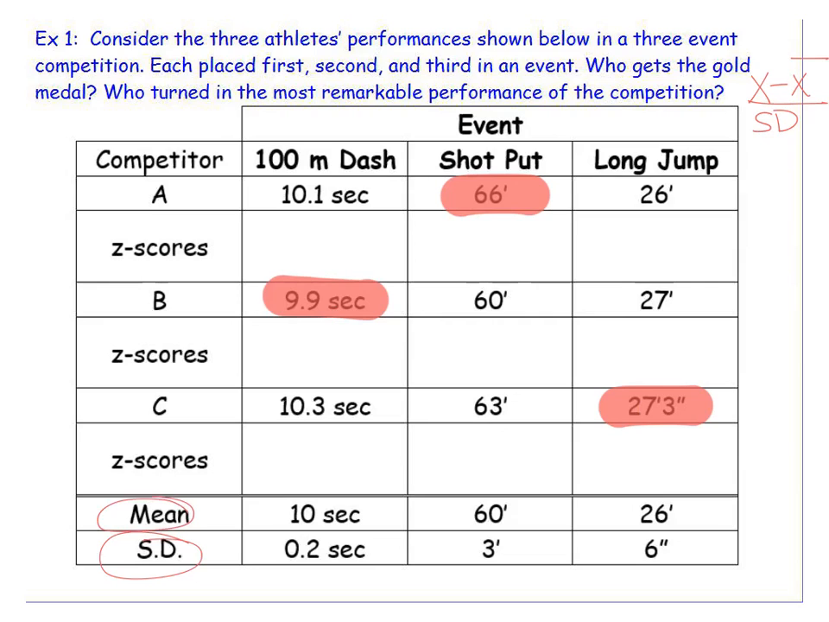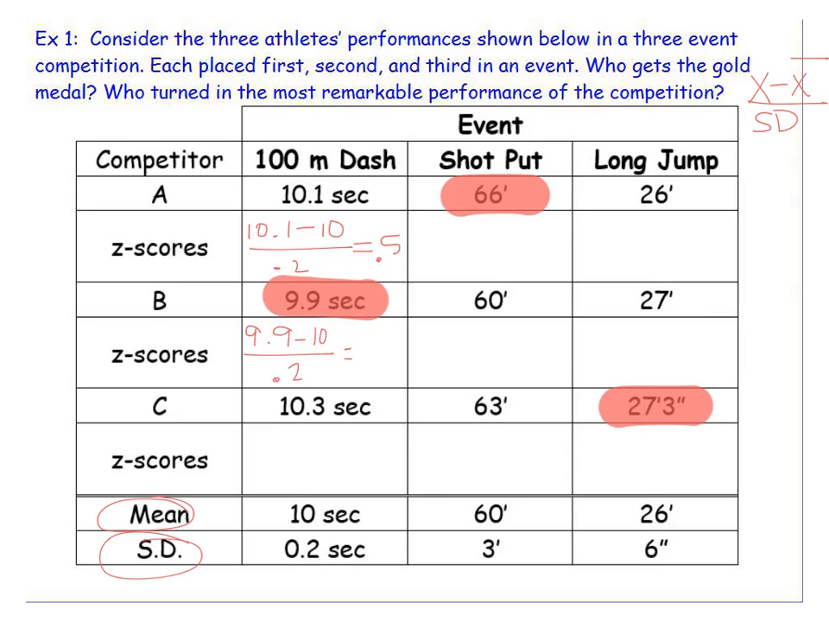So the first person, to convert this into a z-score, we're going to take 10.1, because that's the data value, minus the mean, which is 10, divided by the standard deviation of 0.2. And if you put that in the calculator, I end up with 0.5. We're going to do the same thing for B and C. The 10.1 becomes a 9.9 minus 10 divided by 0.2. See, very easy formula to use.